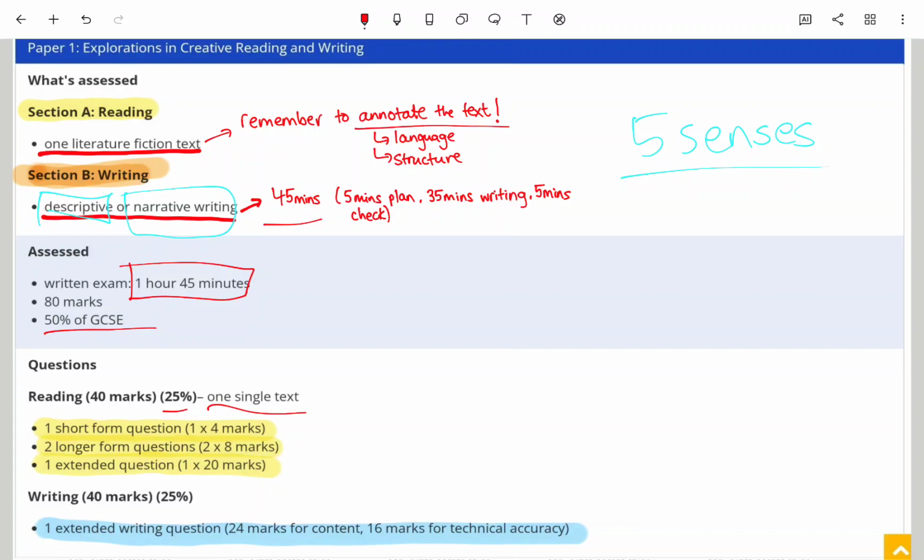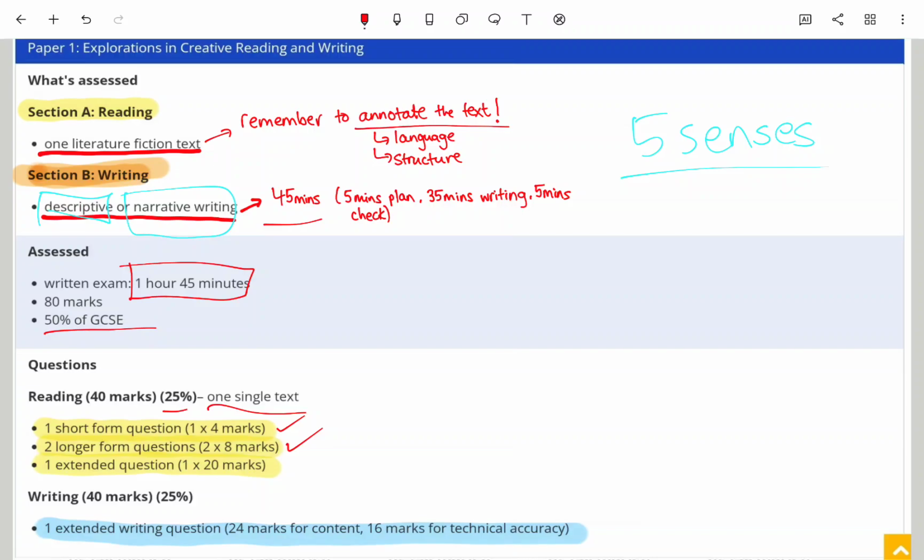And there's one single text. There's one short form question, so that's worth 4 marks. So in simple terms, you're listing 4 things you've understood about something. There's 2 longer form questions, which is 8 marks. So one question is on language, so you're analyzing how language is used for effect. And the other 8 mark question is a structure question. How is structure used to interest the reader? So this is where you are looking at various structural features. You're looking at focus shifts from the beginning to the middle to the end.